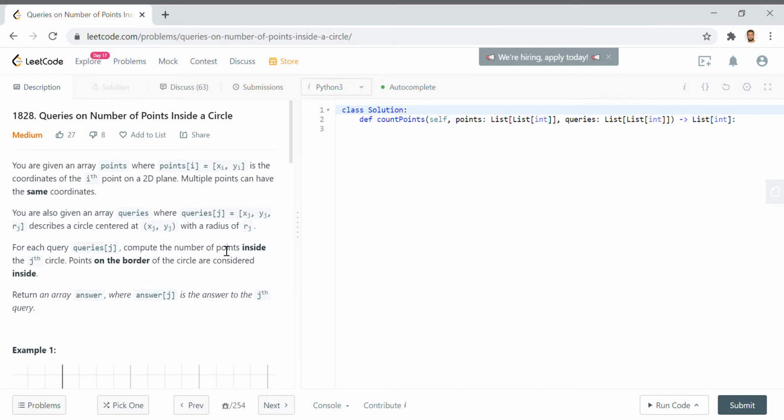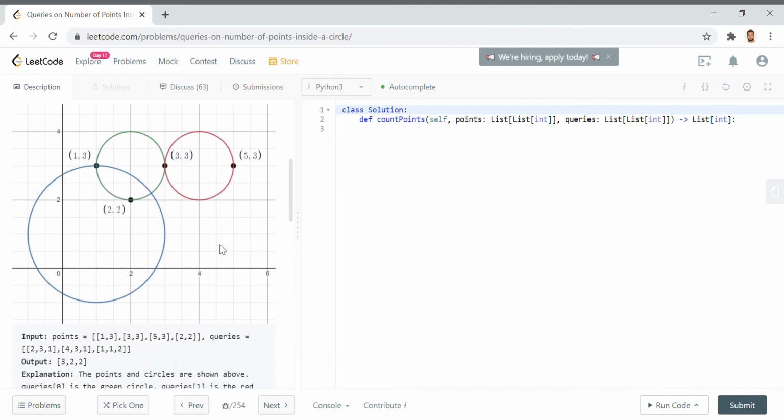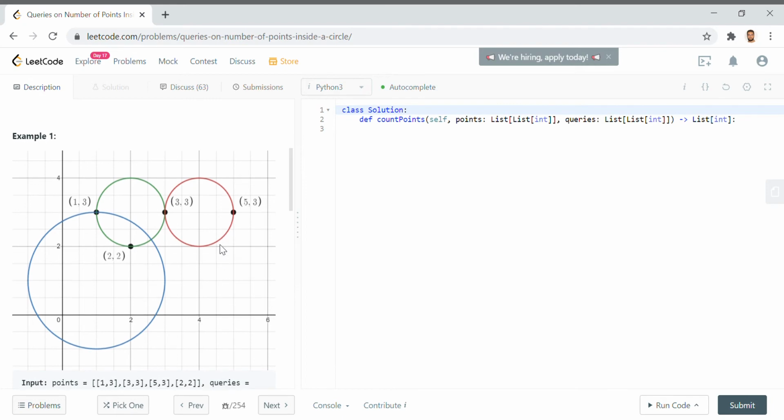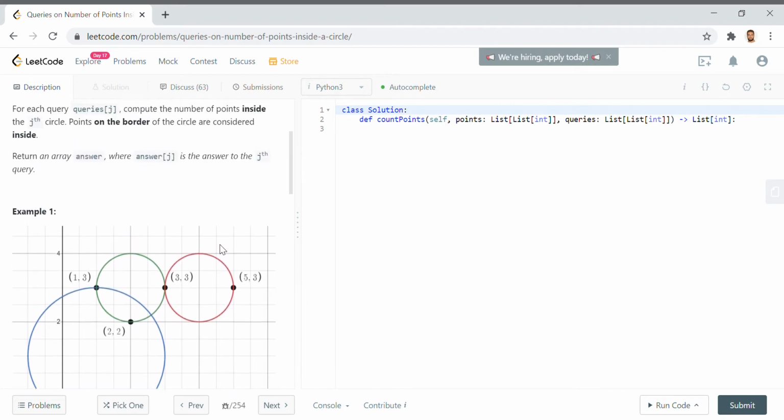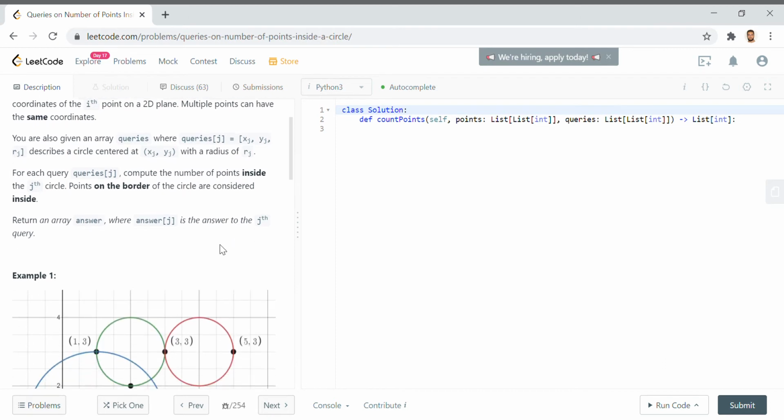However, when it comes to computational geometry, oftentimes you are thinking of many different types of shapes and how they interact with each other. This problem is a really good example of that type of challenge. You're given an array of points, and you are to find how many of those points lie within some other group of circles, right?